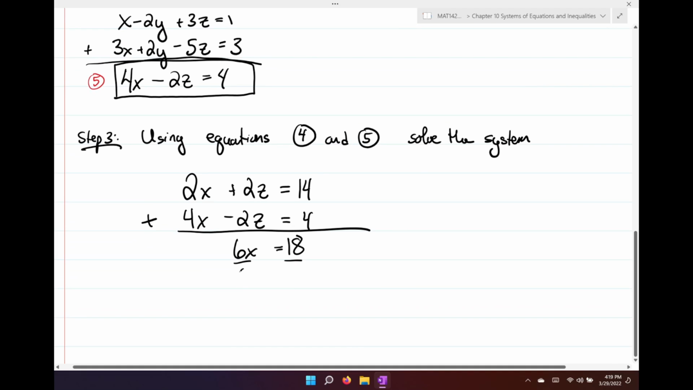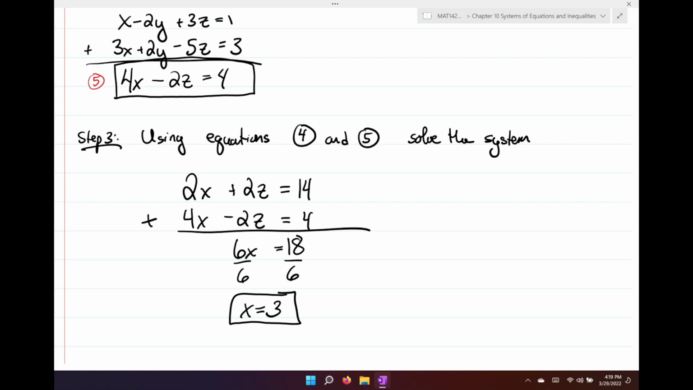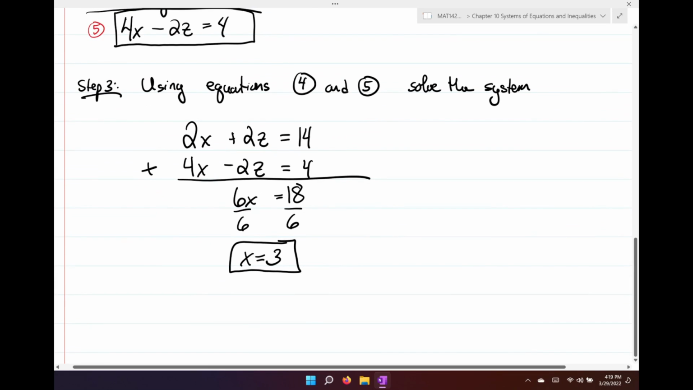Then we can solve for x by dividing both sides by 6 to give me x equals 3. And that's a beautiful thing. So we went from a system of 3 equations to a system of 2 equations to a solution of x equals 3. All right?